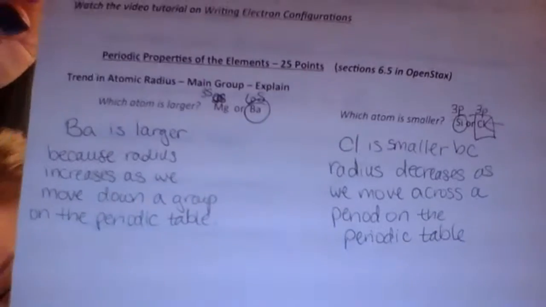Between magnesium and barium, barium is larger because radius increases as we move down a group on the periodic table. And between silicon and chlorine, chlorine is smaller because radius decreases as we move across a period on the periodic table. And I'll show you my work in case you can't understand me.